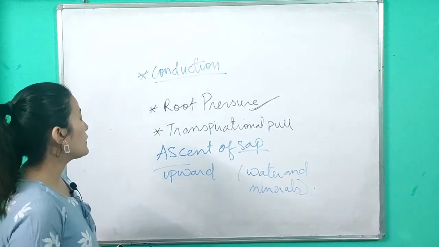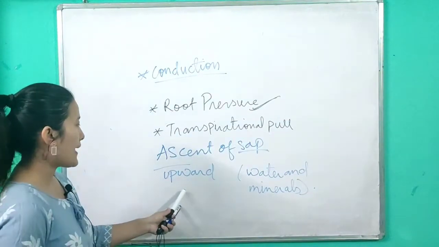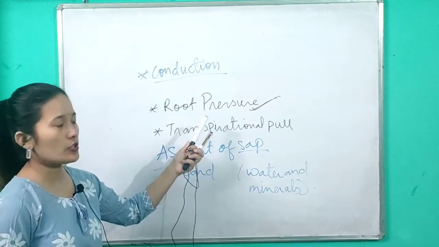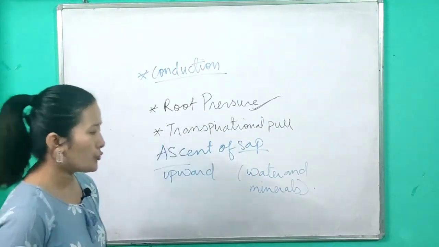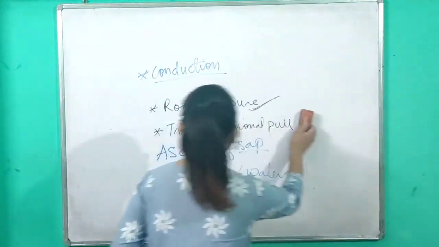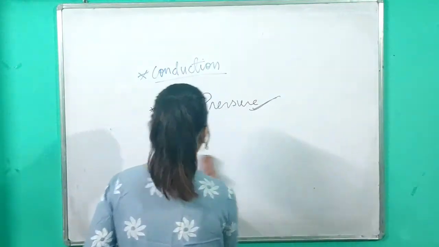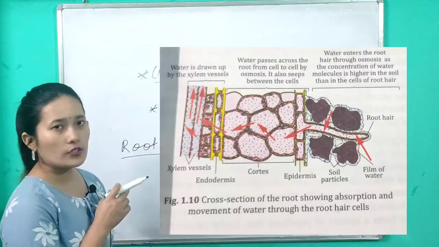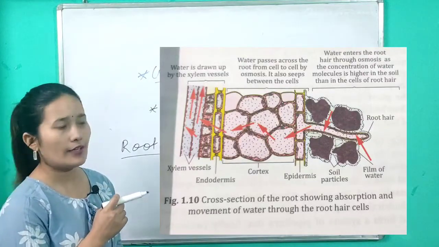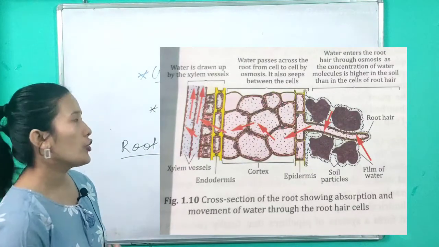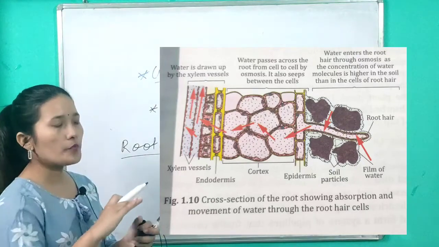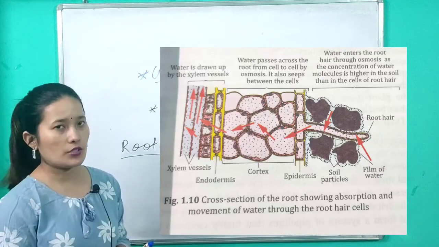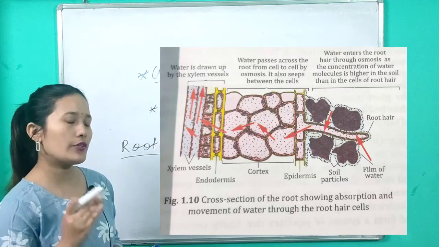So what facilitates the upward movement of sap? Number one, and according to your syllabus also, we will be discussing only root pressure. Okay, now what is root pressure? Just look at the cross section that's given alongside, and it's given in your book also. A cross section means you have taken a thin slice of a root and observed it under the microscope. You will be able to see the different layers of a root.